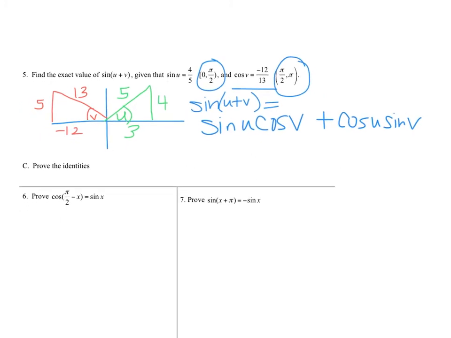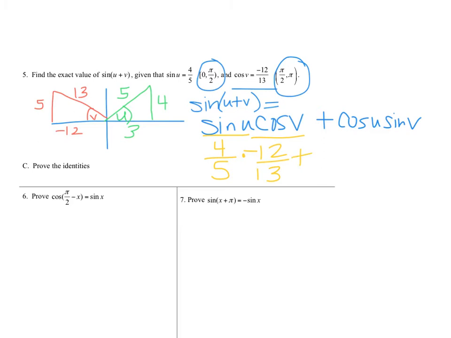And now let's figure out what all of these things are. So what is the sine of u? Well, that one we were already given. The sine of u is 4/5. What's the cosine of v? Cosine of v, we were given that one too. Cosine of v, negative 12/13.